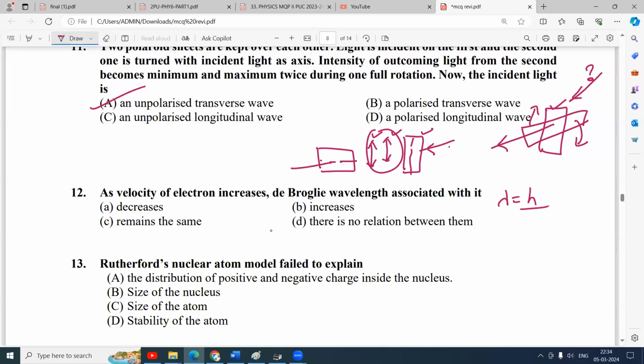Okay. As velocity of electron increases, de Broglie wavelength associated with the electron, lambda is equal to h by p, h by mv. As v increases, you know that de Broglie wavelength goes on decreasing. A.